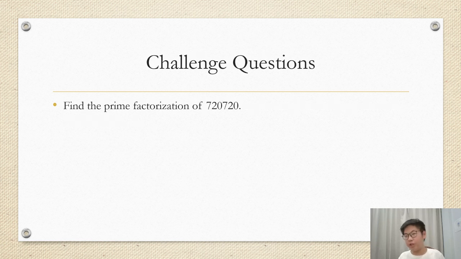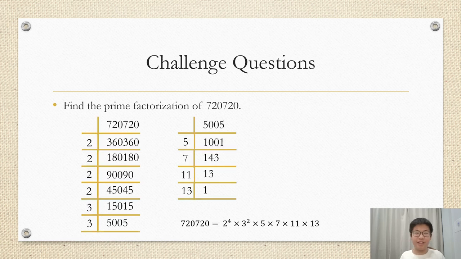Now, here are some challenge questions to see if you're good enough. Find the prime factorization of 720. Pause this video if you want to work this out by yourself. Worked it out yet? Here's the answer with the working. It's 2 power 4 times 3 squared times 5 times 7 times 11 times 13.